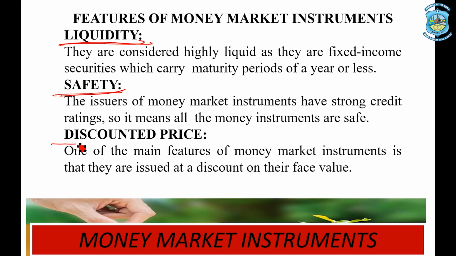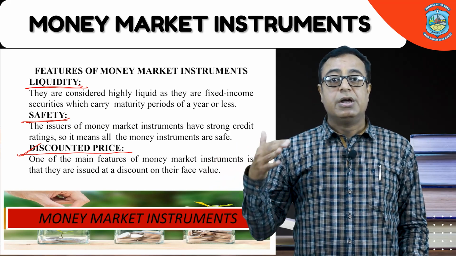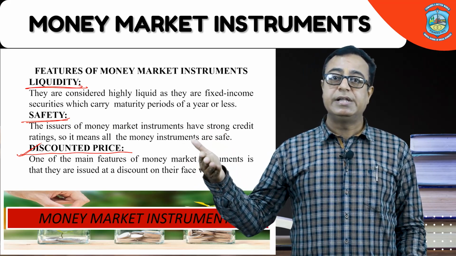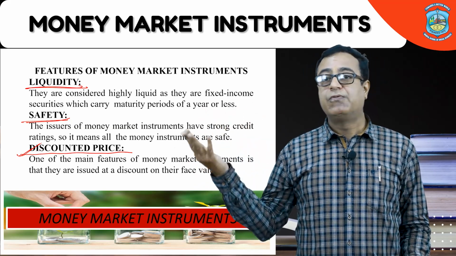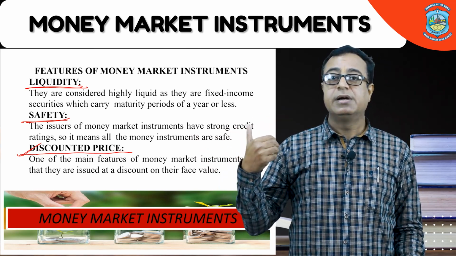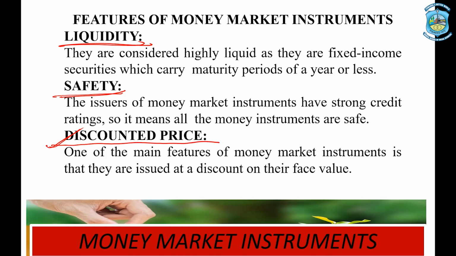Next, we have discounted rate, discounted price. Some money market instruments are issued at a price that is less than their face value. Suppose that is a treasury bill. A treasury bill of 100 is issued to investors at rupees 96, at rupees 97, at rupees 98. So, the difference between this price and face value will be the interest income of the investor. It is known as issue of the instrument at a discounted price. This discount is automatically converted into the interest income of the investor. So, we have three main features of these instruments: liquidity, safety and discounted price.